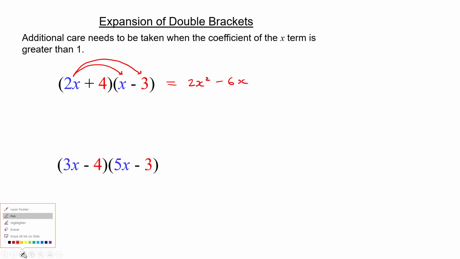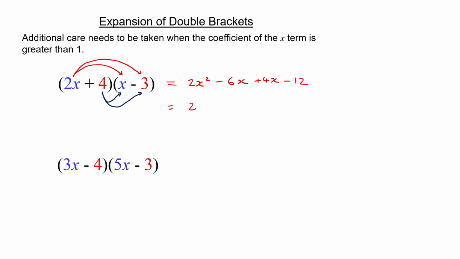I'm just going to use a blue arrow for the 4. So 4 is going to multiply the x, and then 4 is going to multiply the minus 3 after that. So, back to red. 4 times x gives us plus 4x. And then we've got 4 times minus 3, which is minus 12. If we simplify now, because the two middle terms are both terms in x, we've got 2x squared minus 6x plus 4x is minus 2x minus 12. Okay? So we just have to be mindful that we've got a coefficient here of x squared, and we've got to be careful with our negatives and positives.